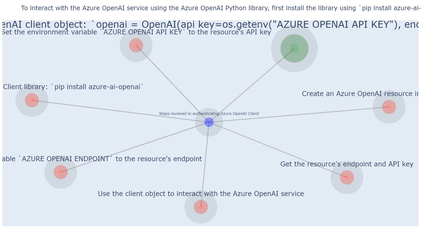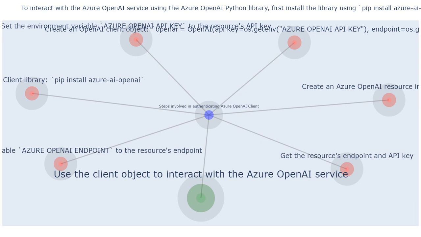You need to create an OpenAI client object. This object serves as a bridge between your application and the Azure OpenAI service, enabling you to send requests and receive responses. The provided code snippet demonstrates how to create the client object using the OpenAI class from the Azure OpenAI library. It takes the API key and endpoint, retrieved from the environment variables, as arguments.